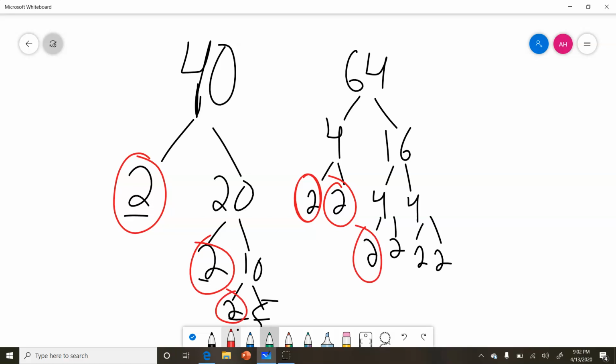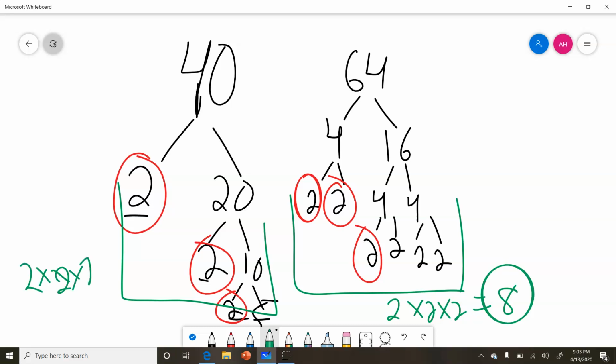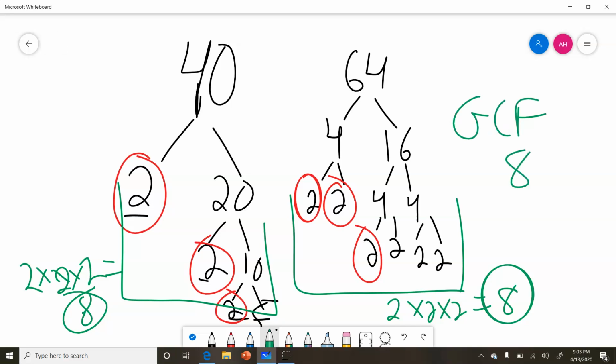Now, I take the numbers from this one tree and this one tree, the red circles. In this case, it's 2 times 2 times 2, which is 8. Right over here, 2 times 2 times 2, same thing, is 8. So I know that the greatest common factor is 8. So if I was going to divide these numbers, I would divide them each by 8, and they'd be as reduced as possible.